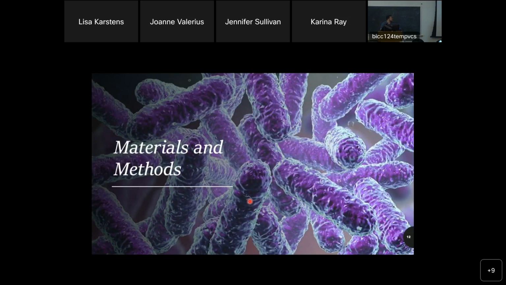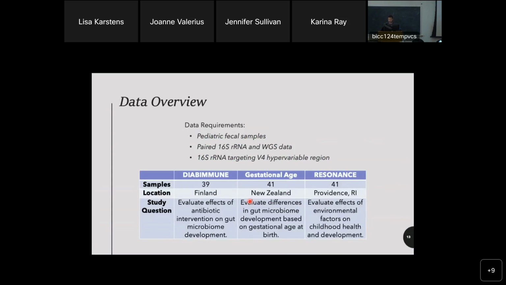And now I'll go over the materials and methods that were utilized in this investigation. This investigation utilized publicly available data that was downloaded from the NCBI SRA database, or Sequence Read Archive. And to be included in this investigation, the data sets needed to meet some specific requirements. This being that the sequences needed to be from pediatric fecal samples. And for each sample, we needed to have paired 16S RNA and WGS data present. And finally, for the 16S RNA sequencing, this needed to target the V4 hypervariable region to ensure consistency across all data sets.